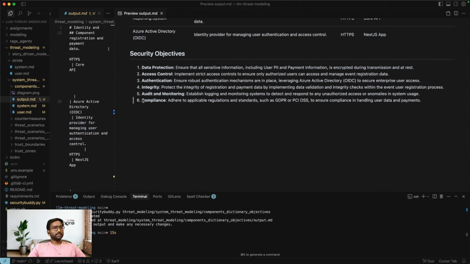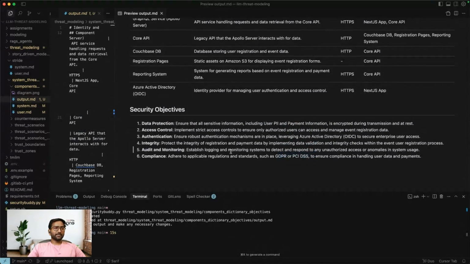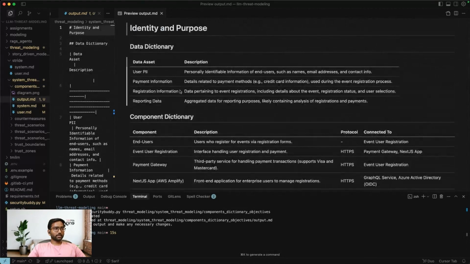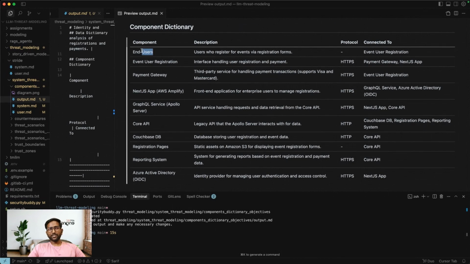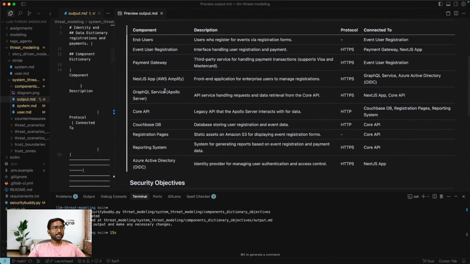And finally, compliance, which we also made note of: adhere to both GDPR and PCI DSS in our case, and not much else. With that in mind, you can go back and take a look at the component dictionary. So we have the components. End users are not exactly components, but okay.